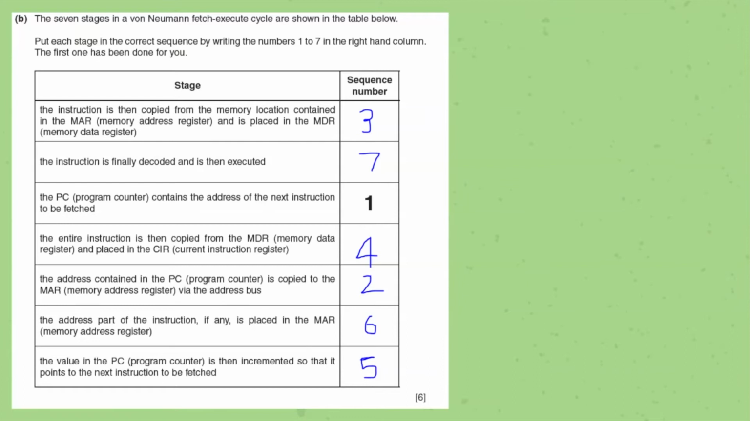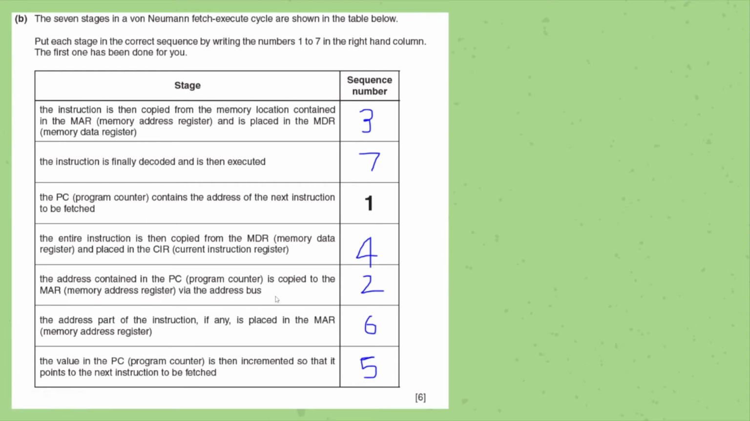For the second part of this question, this is the answer. So there is an order which you may have to memorize. But if you understand, it's better as you can remember for a long time. Okay, so first the PC has the address of the next instruction. It is already mentioned as 1. By this, you can understand that the next step is going to be the address is copied to the memory address register via the address bus. So that's the second one. The address contained in the program counter is copied to the memory address register via the address bus.